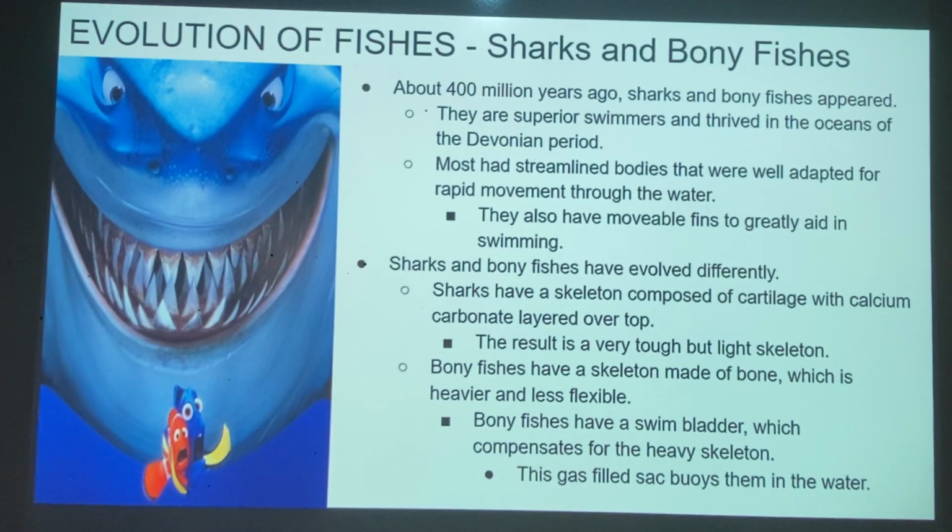The sharks have a skeleton that is still composed of some cartilage, but it has calcium carbonate layered on top. So it's very tough, but light. The bony fishes, on the other hand, are completely made of bone, which is heavier and not as flexible. But they do have a swim bladder, which compensates for that heavy skeleton. The swim bladder is just a gas-filled sac that buoys them in the water, and they're able to control their movement up and down.